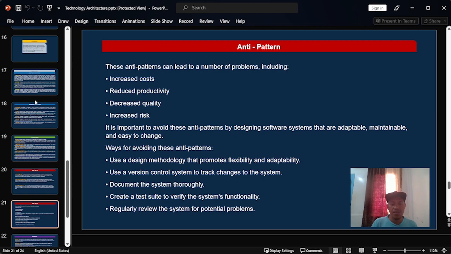Use a version control system to track changes to the system. So, gamitan natin ng mga version which is not really a new version, but maybe between the old and the new one, para adaptable siya sa ibang design, sa ibang end user. Document that system thoroughly. So yes, dapat documented talaga yung system gagawin natin.